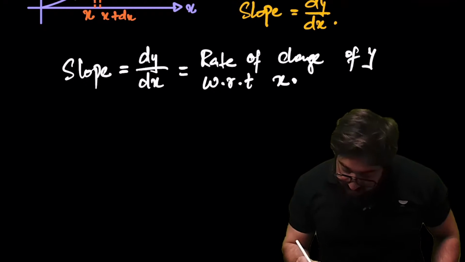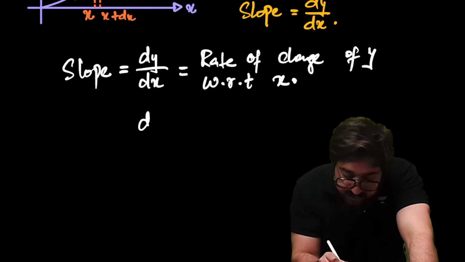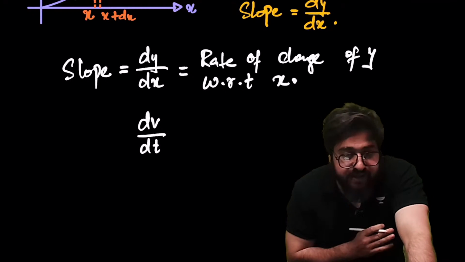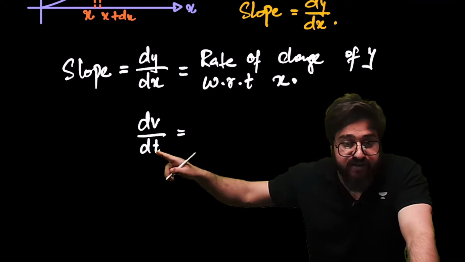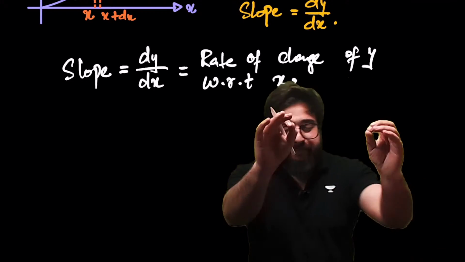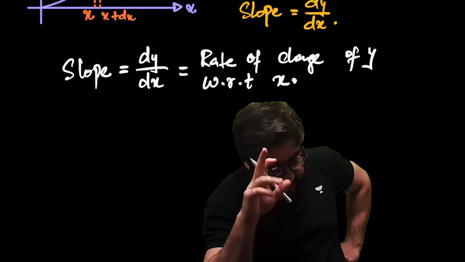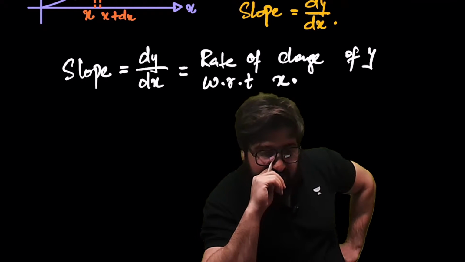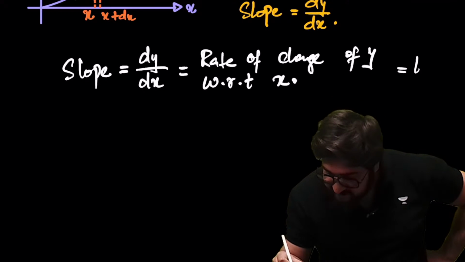Over here, I am telling you in terms of y and x. I can also tell you in terms of v and t: dv by dt, that is acceleration. So this is rate of change of velocity with time. That is also the slope. Or you say it is tan theta.